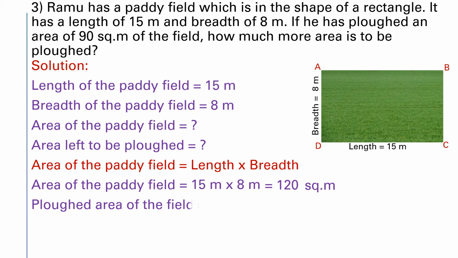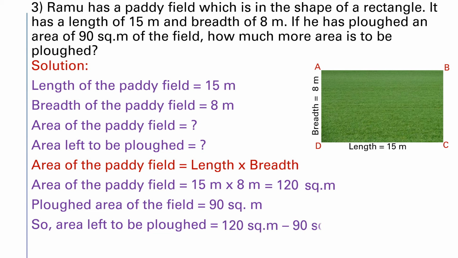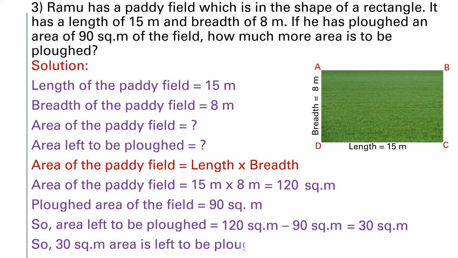Plowed area of the field is equal to 90 square meter. So area left to be plowed is equal to 120 square meter minus 90 square meter. Now do the subtraction. We get 30 square meter. So 30 square meter area is left to be plowed.